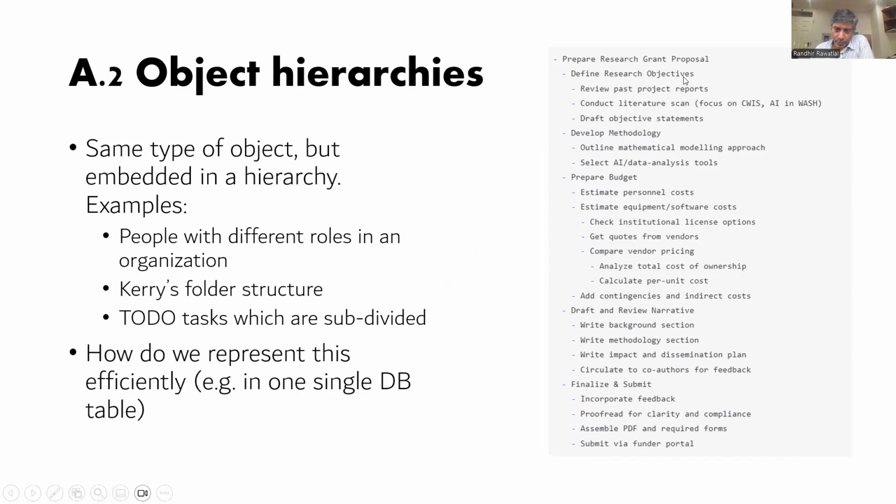So shown on the right here is just an example of that. You want to prepare your grant proposal, so you have to define objectives, methods, budget, and then in defining even one of those, there are further subtasks, and that can get pretty deep. So that's just an example of what we just said. Now, if you think about this, how would you represent this in a table, right? How would you represent it in a way that it represents that something is a subtask of something else?